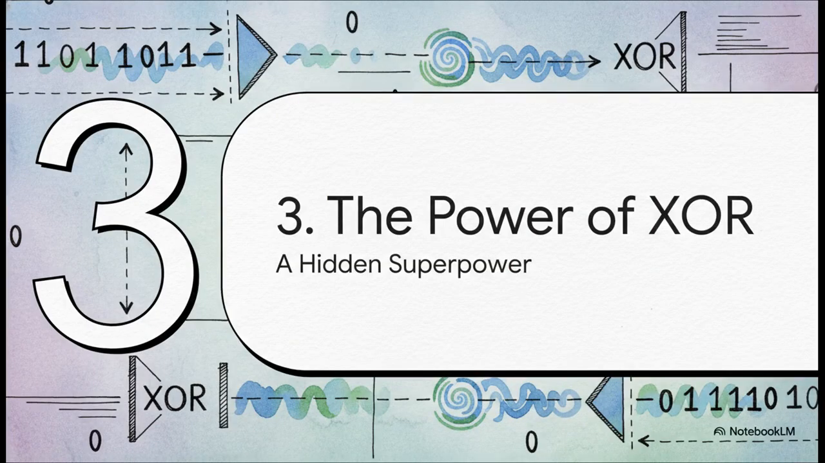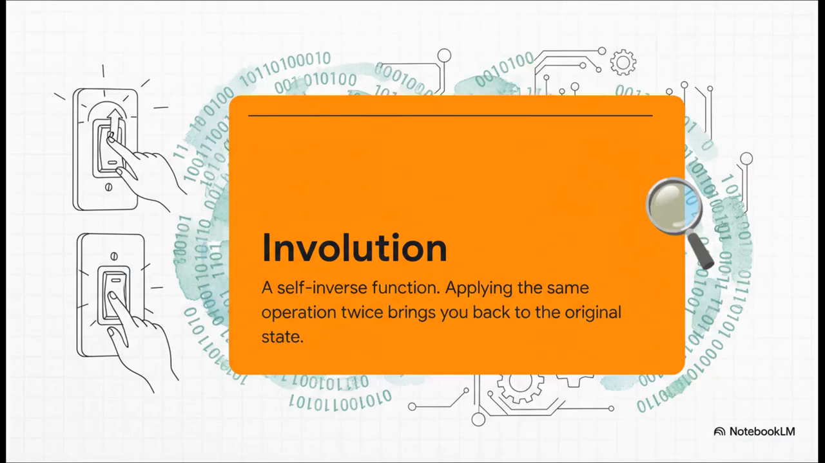Okay, so this one simple rule, the fact that the inputs have to be different for the output to be true, gives XOR a kind of hidden superpower. And it's this power that makes it one of the absolute most useful tools in all of computing. Seriously. So XOR has this really special mathematical property called involution. Now I know, that sounds super complex, right? But the idea is actually incredibly simple. It's a perfectly reversible operation. The best way to think about it is like a light switch.